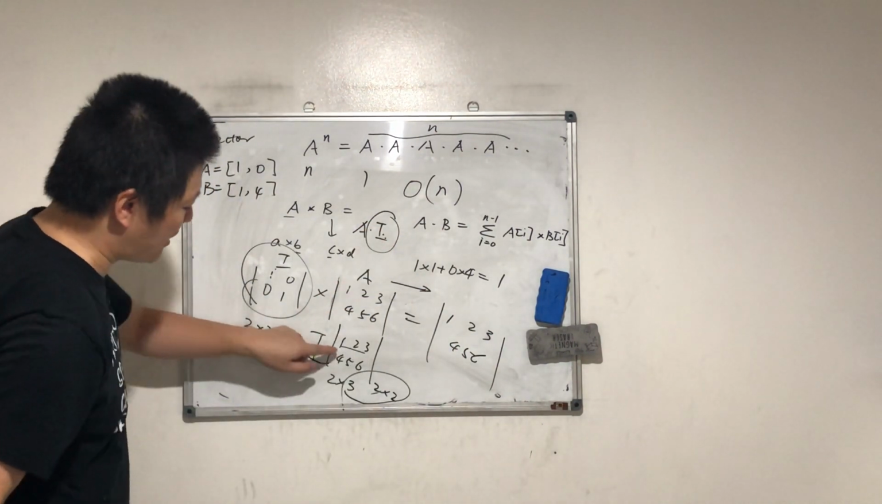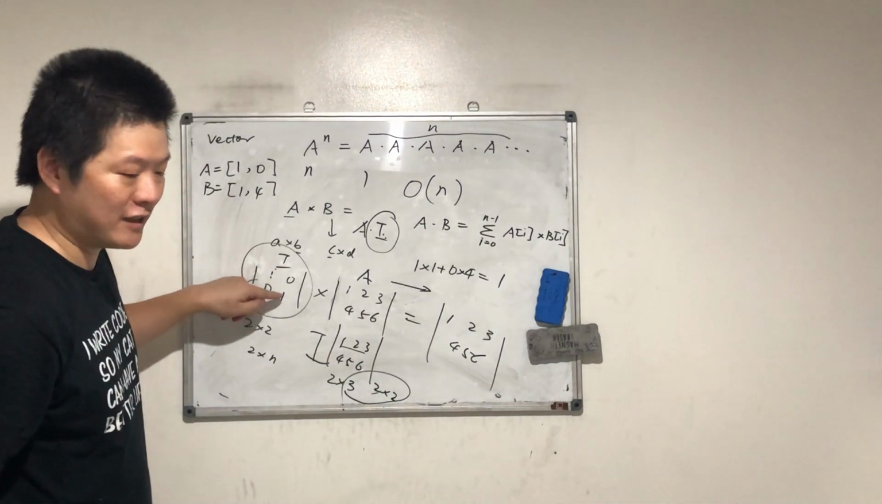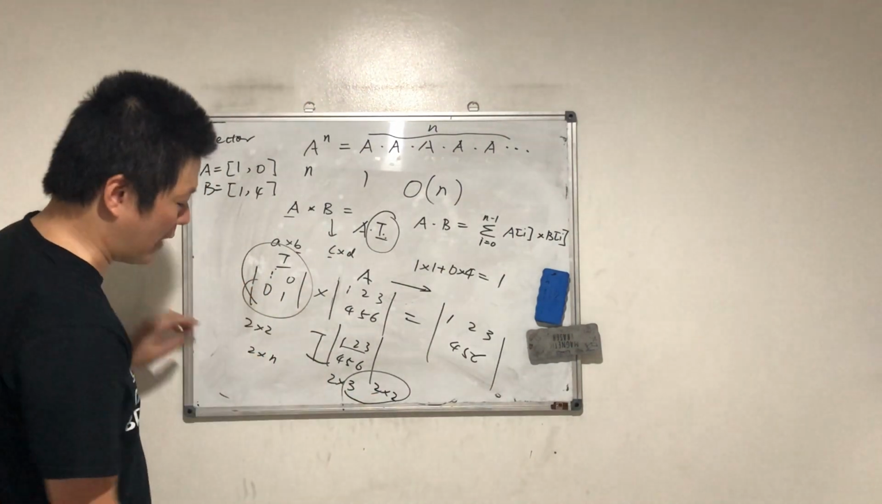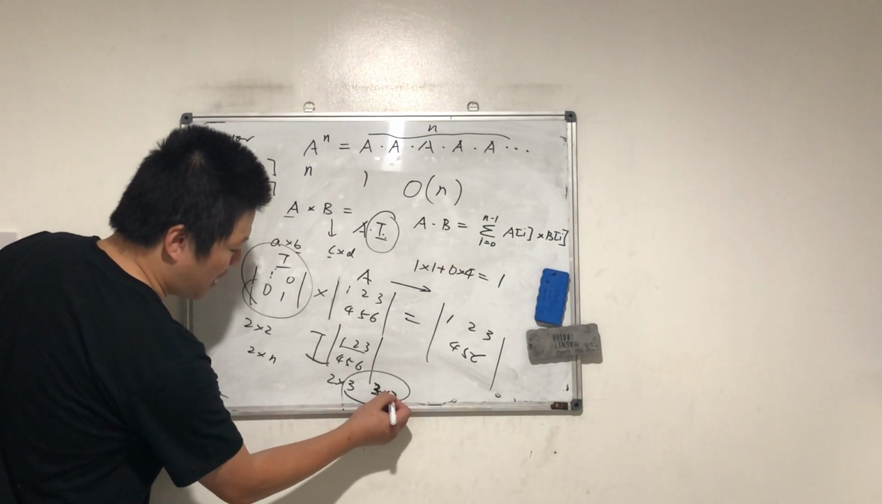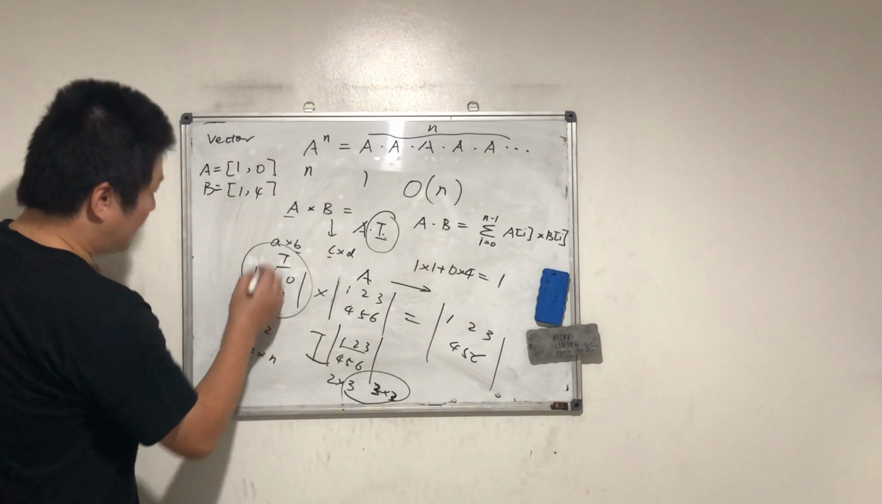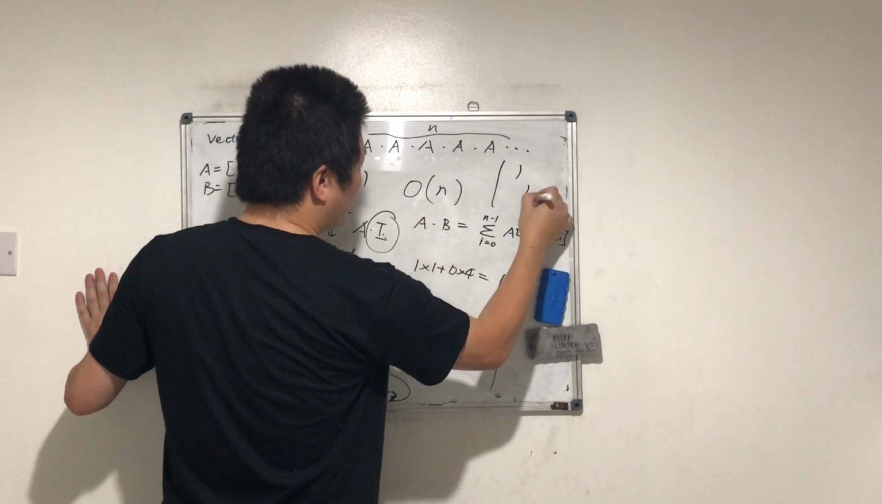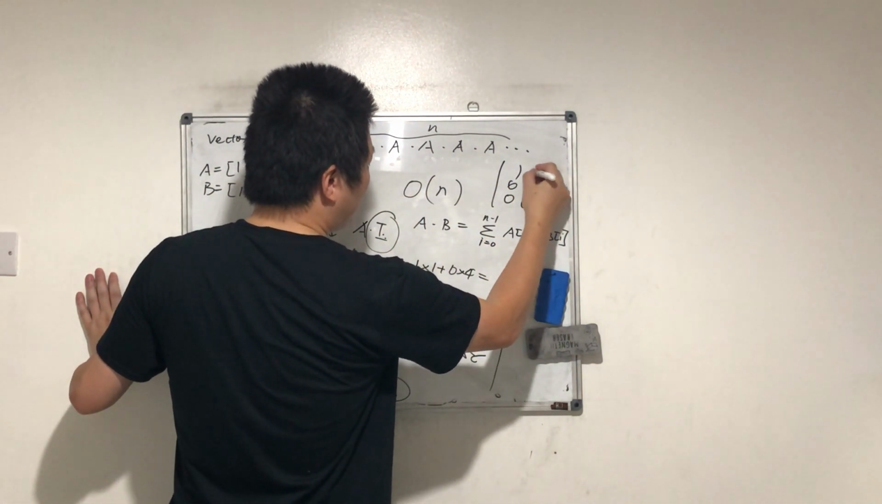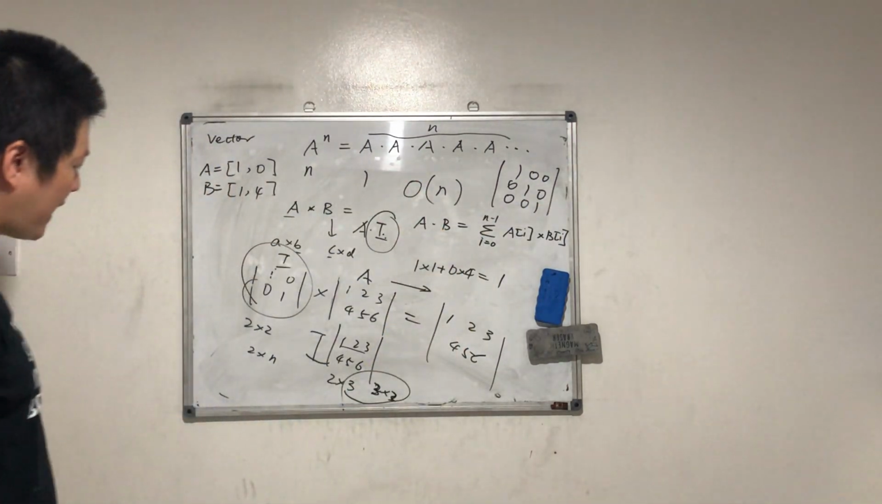This I needs to be changed, because it's no longer a 2 times 2 identity matrix. It's a 3 times 3 identity matrix. We can just change this to 3 rows, 3 columns. So it will be multiplied by the 3 times 3 identity matrix instead of 2 times 2. Okay?